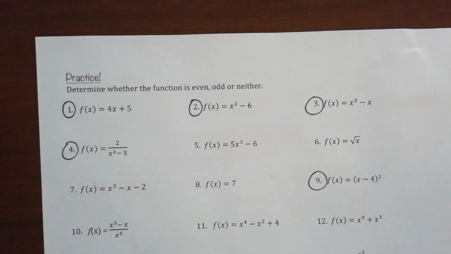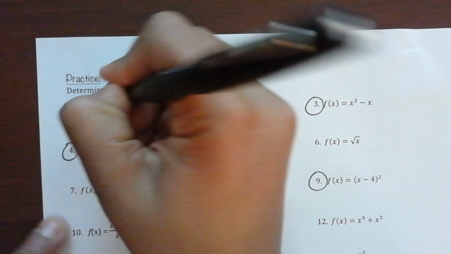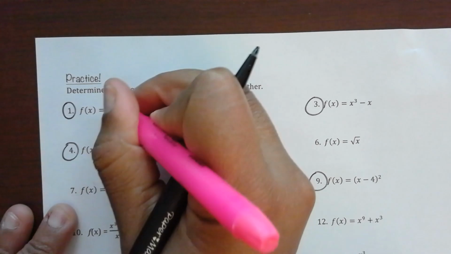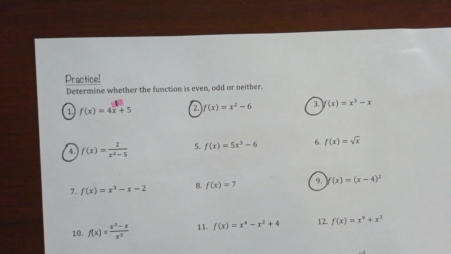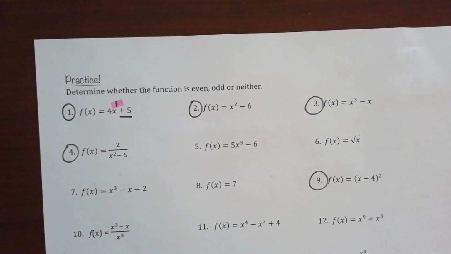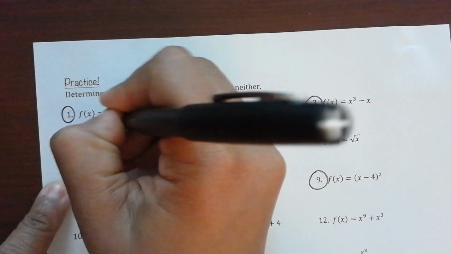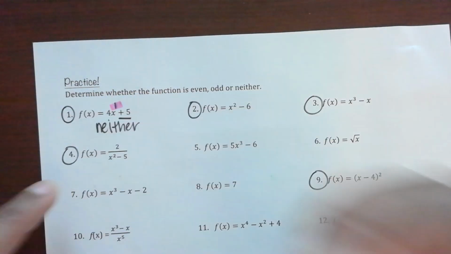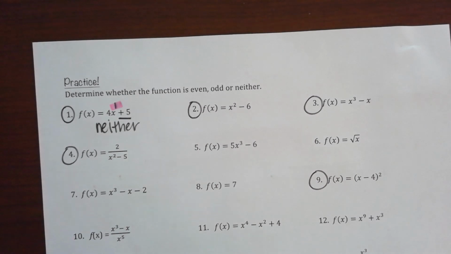Exponents. What are the exponents? 1. What kind of number is 1? Odd, right? So, what else do we know is here? A constant of 5. Can odd number functions have constants? It's neither automatically. I think more people who put even on this one were focused on the 4 rather than the exponent. 4 is even, but that is a coefficient. It is not an exponent.